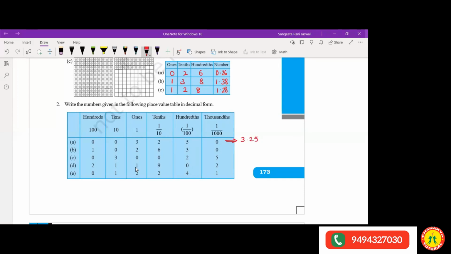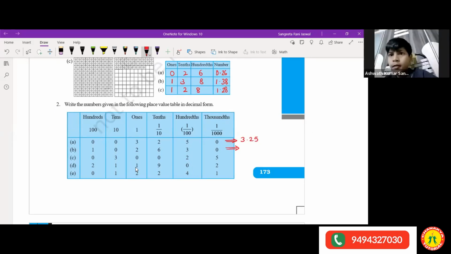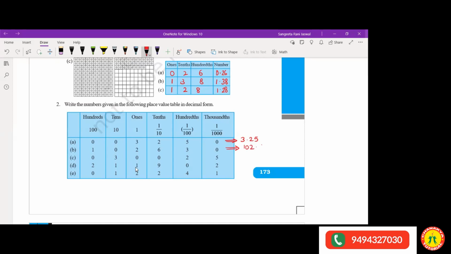3.25. Okay, Rishit's turn is done. Next, Ashwath, you tell me. What will you write for the second one? Ma'am, 102.63. Very good. Now, Lasya will tell me what will you write for the next one?